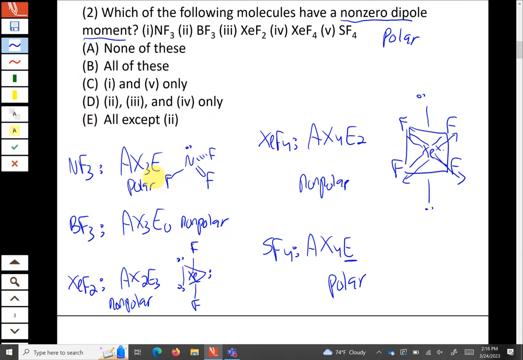So we're looking for the polar ones here. So we're going to have NF3, SF4 being polar, and so that's going to be number 1 and number 5. So that should be choice C here. So those are going to be the ones that are polar. The ones that have 1 lone pair in this case are all polar. All right, any questions on molecular polarity?